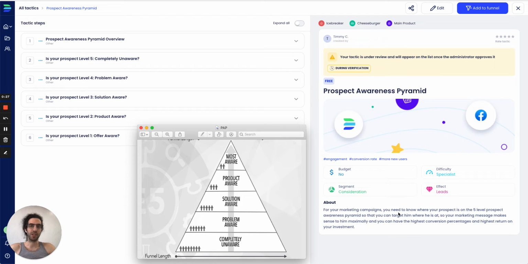For your marketing campaigns, you need to know where your prospect is on this 5-level prospect awareness pyramid so that you can target him where he is at. So your marketing message makes sense to him maximally, and you can have the highest conversion percentages and highest return on your investment. There's a lot of noise, right?